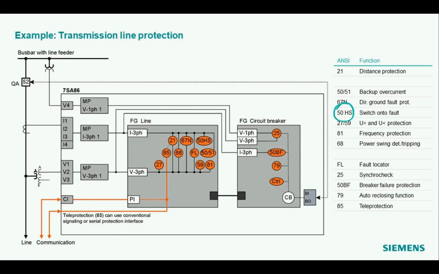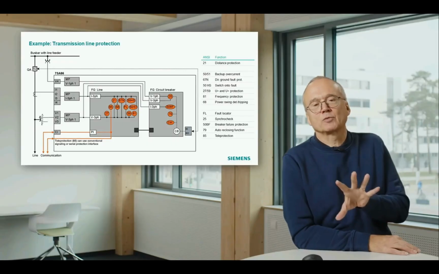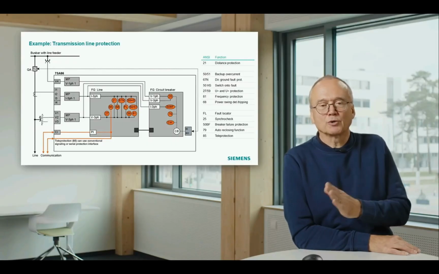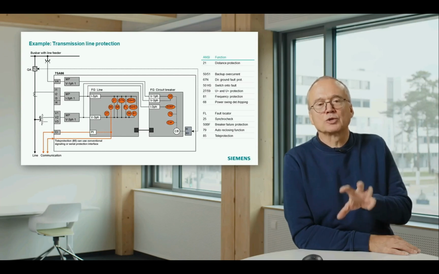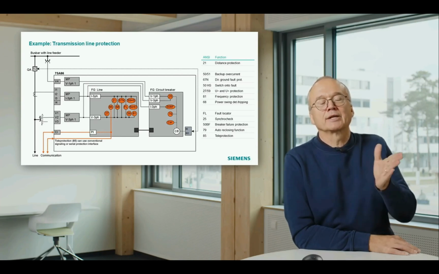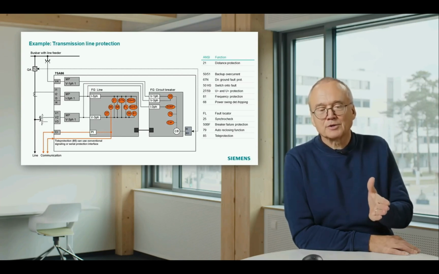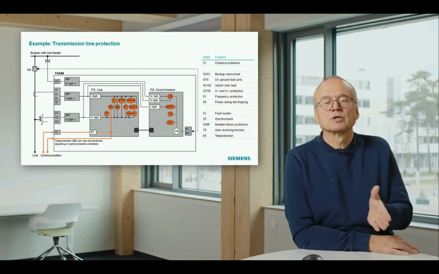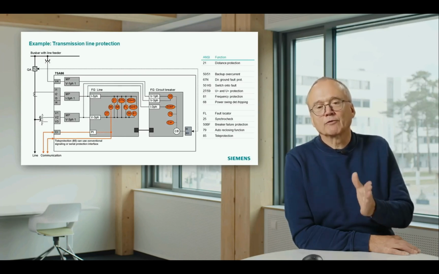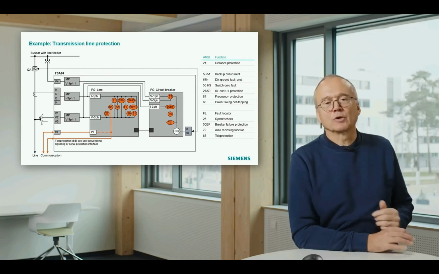Then you also see switch onto fault. It's called here a little bit different. 50 HS, high speed. We have under voltage, over voltage, frequency, and we also have here the power swing detection and tripping. Remember, the power swing function has 2 possibilities. It can either be used to detect the power swing and block the distance protection, so that it doesn't make wrong trips, or we can use the power swing function for dedicated tripping.